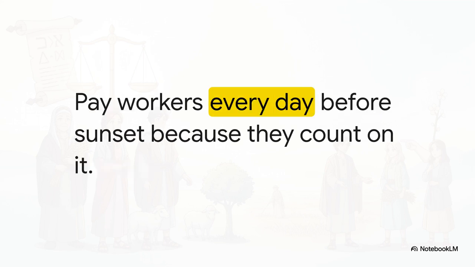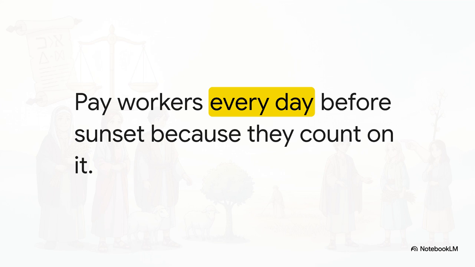Verses 14 and 15 protect the working class. You must not take advantage of a hired worker who is poor and needy. You have to pay hired workers, whether they're fellow Israelites or aliens living in your towns, every single day before sunset. The reasoning is incredibly direct because he is poor and is counting on it. Delaying a worker's wages when they live day to day means that they and their family might literally go hungry that very night.